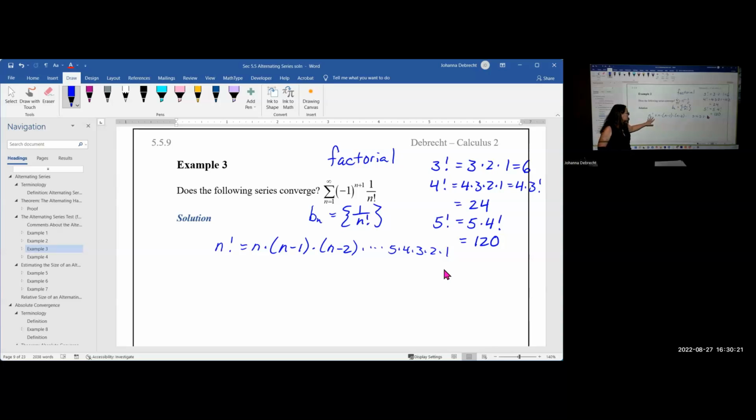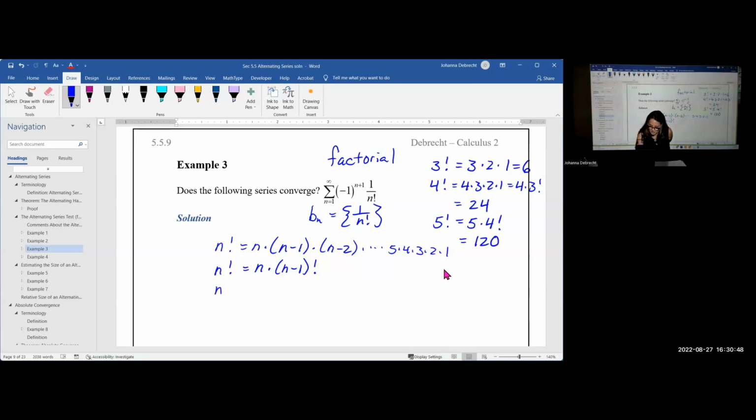But because it is written this way, I can do a similar thing to what I did over here with the constants. And I can say that n factorial has to be n times n minus 1 factorial. Because n minus 1 factorial would not include the n factor, but it would have all the rest. So n times all the rest does give me the original.